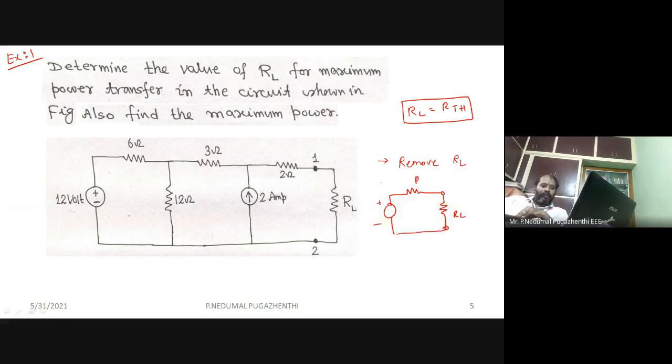Okay, so R Thevenin and V Thevenin. I am supposed to convert this two terminal network, which is available in this slide, into a Thevenin's equivalent network, and I have to connect RL. Then I have to apply this formula: PL max is equal to V Thevenin square divided by 4 into R Thevenin. That will give me my maximum power.